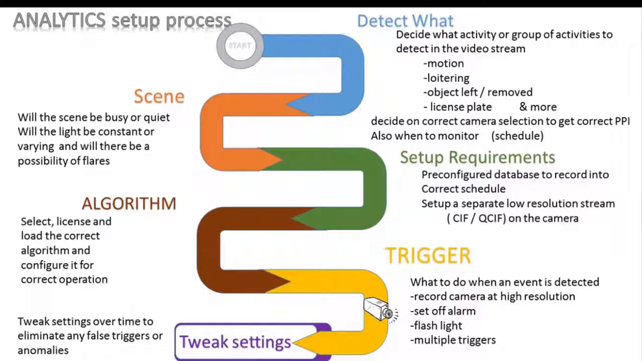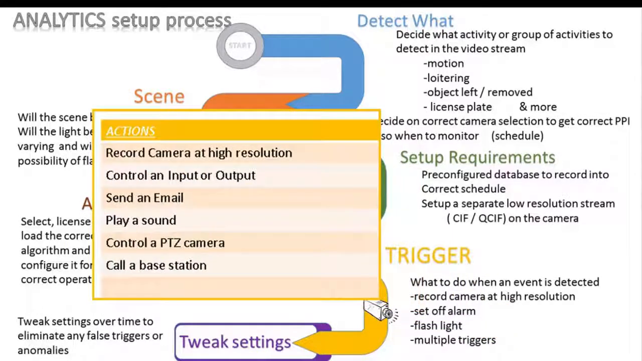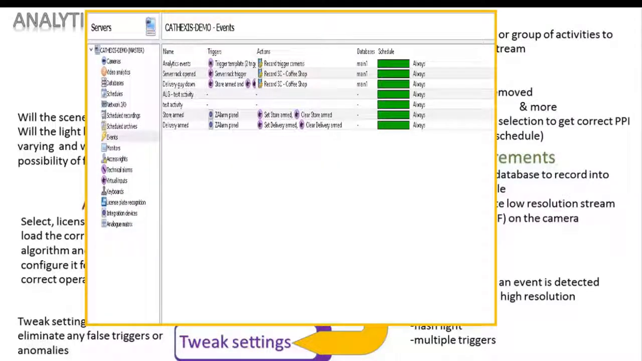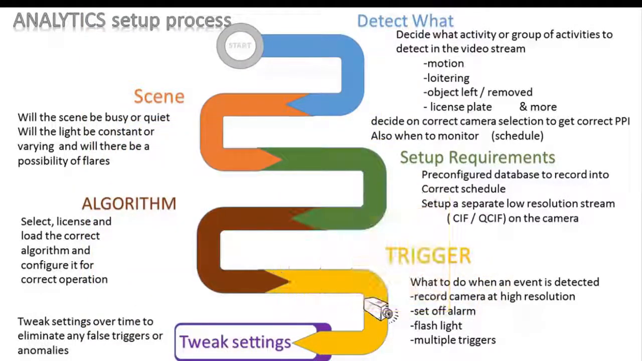Lastly, the actions taken when the what is correctly detected. It can be recording a camera, controlling a PTZ camera, controlling an I/O device, playing a sound, activating an alarm, sending a message, or a combination of these and more. For the purpose of our tutorial, recording the camera at a higher resolution and displaying an on-screen message will be the action taken when the what is correctly detected.